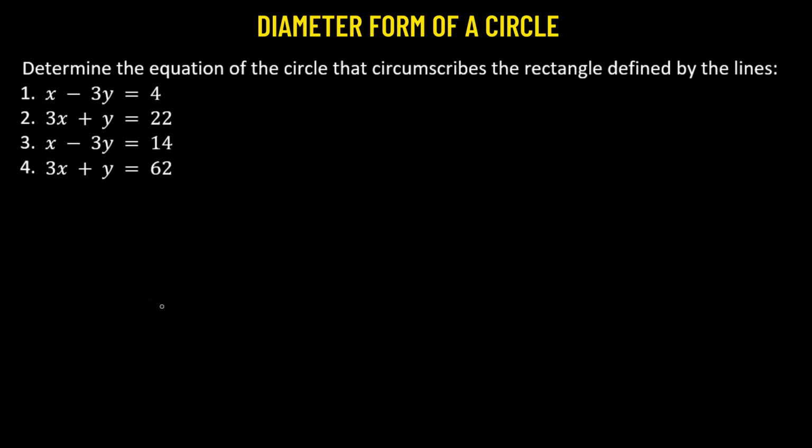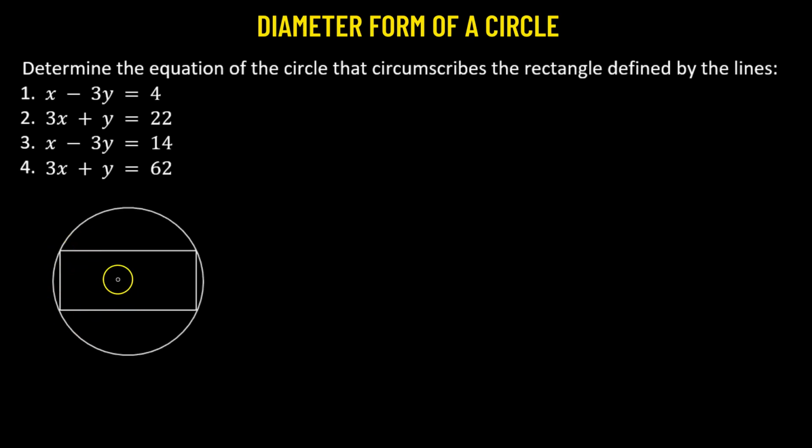So in this problem, we are given 4 lines and an equation. These lines intersect with each other such that they form a rectangle, and this rectangle is circumscribed within a circle. Now we need to find out the equation of that particular circle. Let's try to understand this problem graphically first.